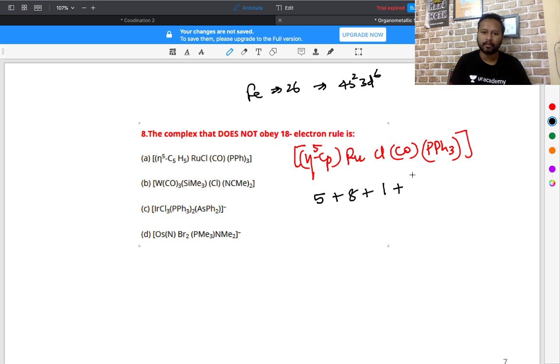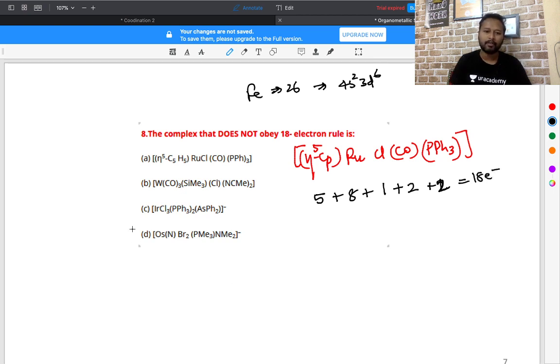Chlorine will give you 1 electron, 2 electrons from the CO ligand, and 2 electrons from the PPh3. If you add them up, 8 plus 2 is 10, plus 3 is 13, plus 5 is 18. So it obeys the 18 electron rule. So you can go for the other options as well.